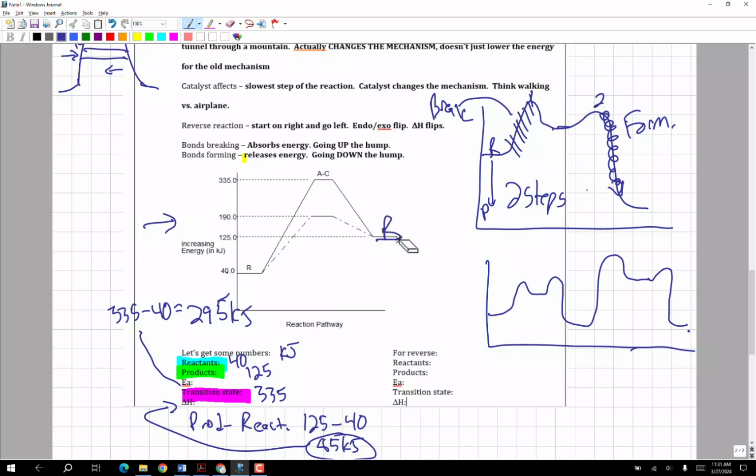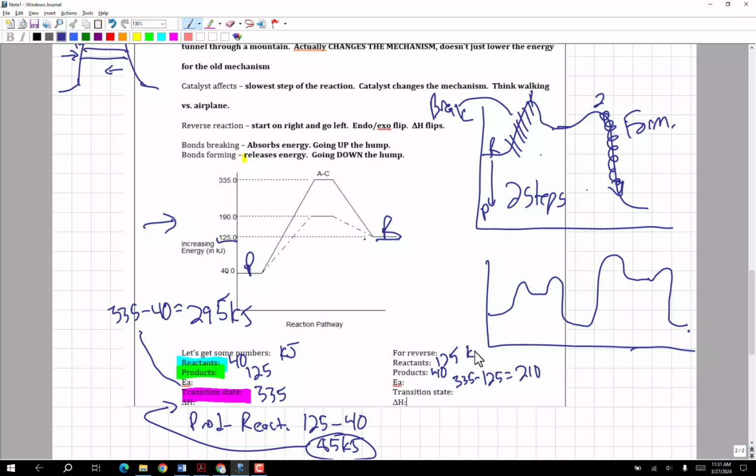So if it's the reverse, I'm just going to flip it. I'm going to call this reactants with like a big letter of shame here. So reactants are on the right. The reactants are 125. Products are now 40. My EA is from my reactants up to the top. So this is 335 minus 125, which is 210.